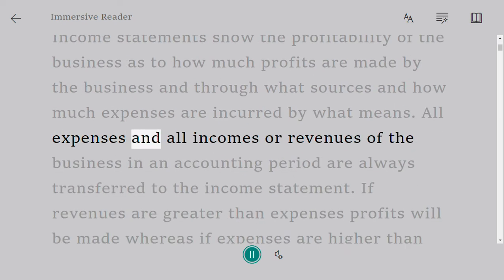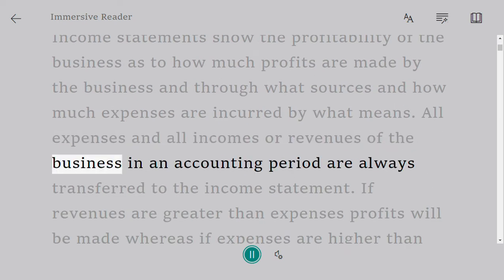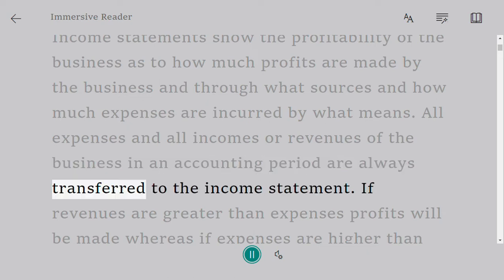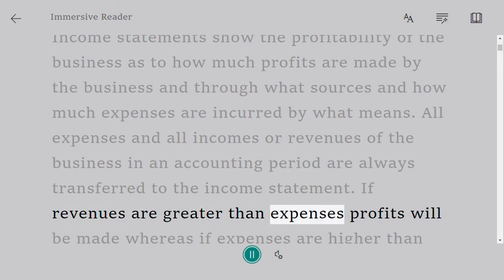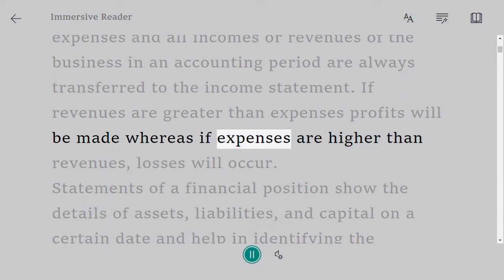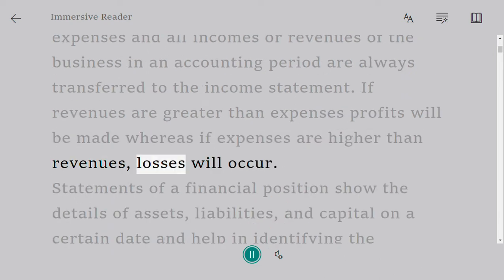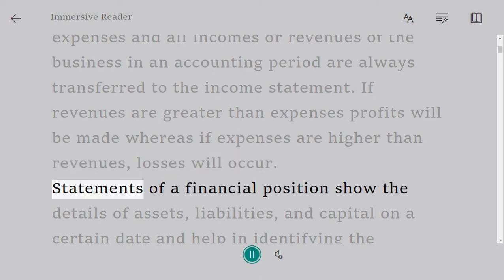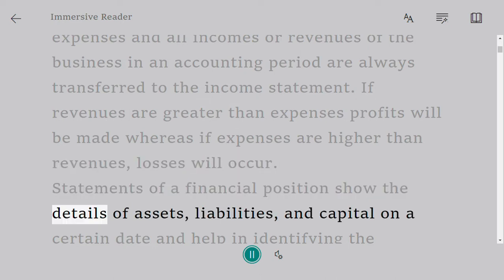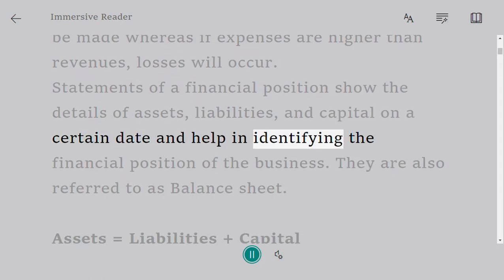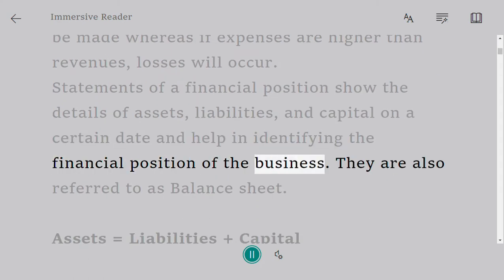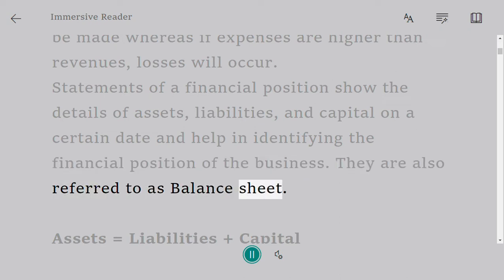All expenses and all incomes or revenues of the business in an accounting period are always transferred to the income statement. If revenues are greater than expenses, profits will be made, whereas if expenses are higher than revenues, losses will occur. Statements of financial position show the details of assets, liabilities, and capital on a certain date and help in identifying the financial position of the business. They are also referred to as balance sheet.